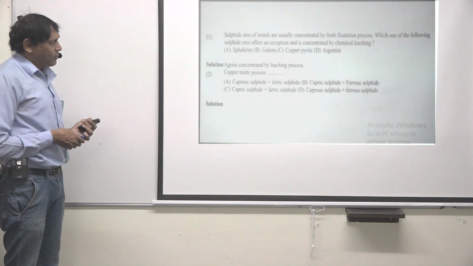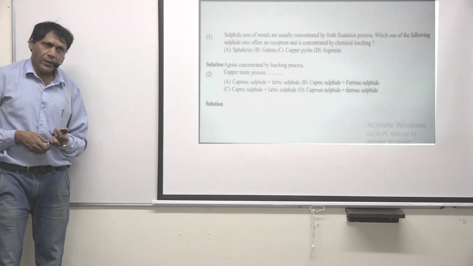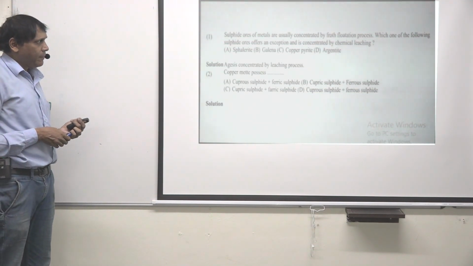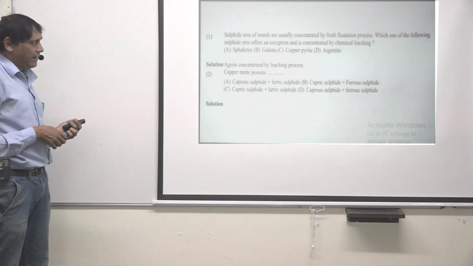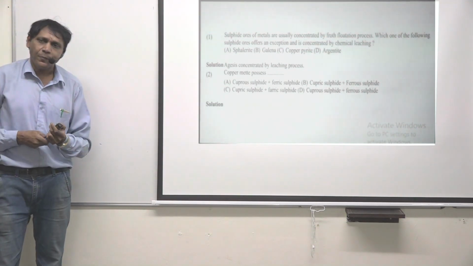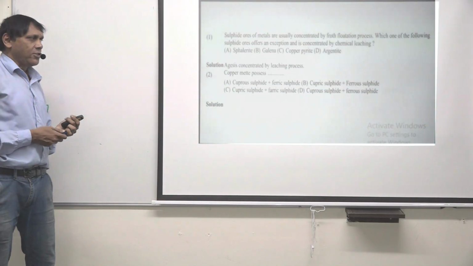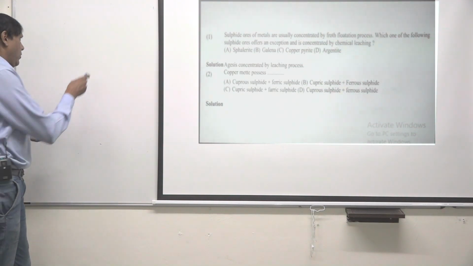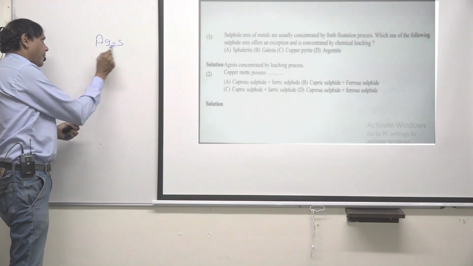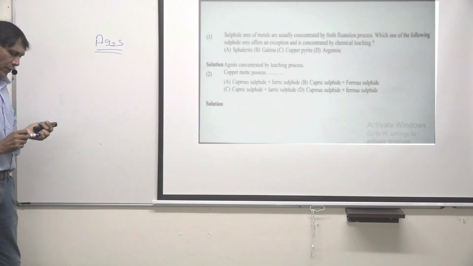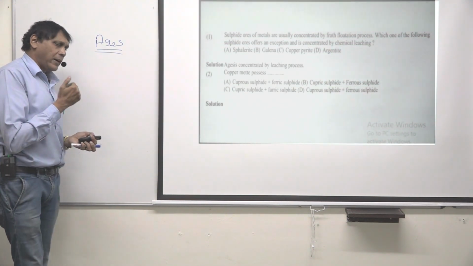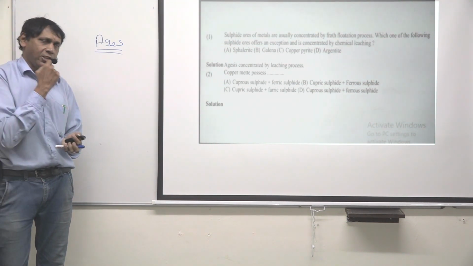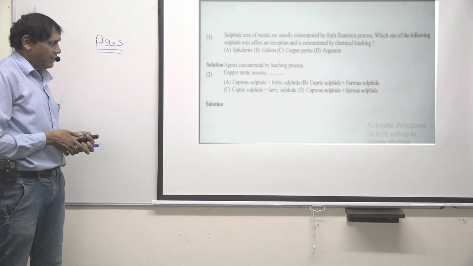Sulfide ores of the metals are usually concentrated by the froth flotation process. But there are certain sulfide-containing ores that are exceptions, and they are concentrated by chemical leaching. So which of the following cannot be concentrated by froth flotation process? The answer is argentite, meaning Ag2S. As we know, all metal sulfides can be concentrated by the froth flotation process, but gold and silver can be concentrated by the leaching process, and that's why the answer is argentite.